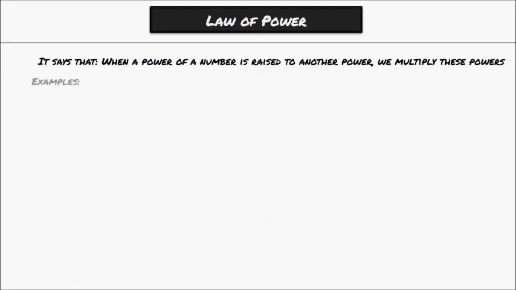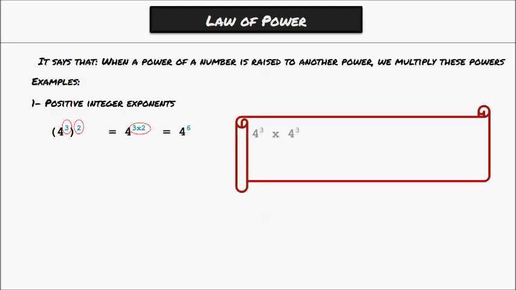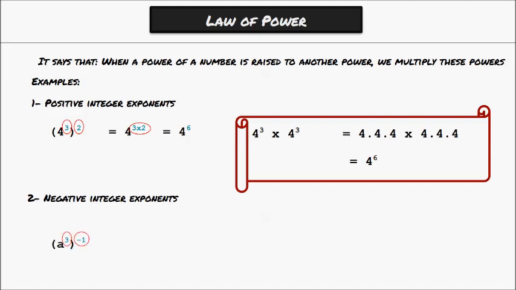Law of power is also very easy. Just multiply powers. For example, in the first example, we will multiply 3 by 2 to get 6. Its alternate solution is also given. For negative powers, we will do the same, and in this example, we will multiply 3 by -1 to get -3.